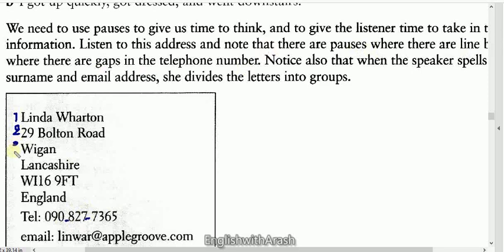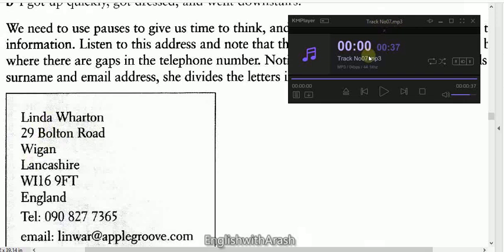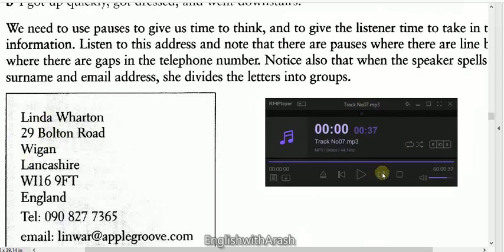You should not read it like Linda Wharton, 29 Bolton Road, Wigan. No, you have to pause. Also here you have to pause. Linda Wharton, 29 Bolton Road, Wigan. And then you keep reading it, okay? Yeah, the picture is crazy. Is it better now? Let me see if I can play this. Okay, is that better now? Because I think I just moved my camera a little bit.